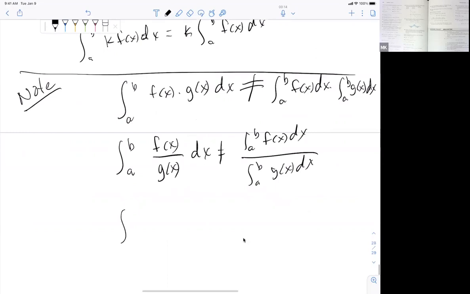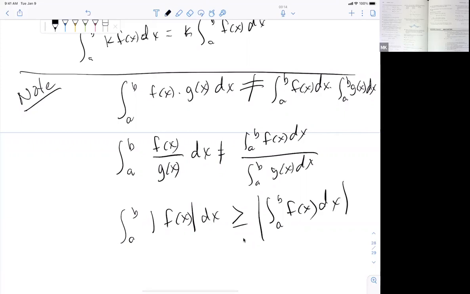And also, the integral from a to b of the absolute value of f of x is not equal. We actually have an inequality, but it's less than or equal to, I'm sorry, greater than or equal to the integral from a to b of f of x dx in absolute value.